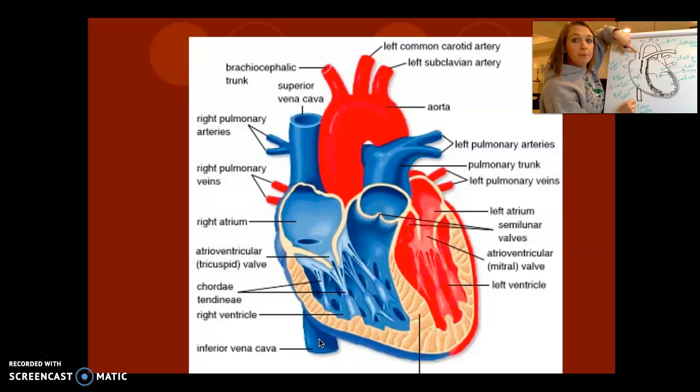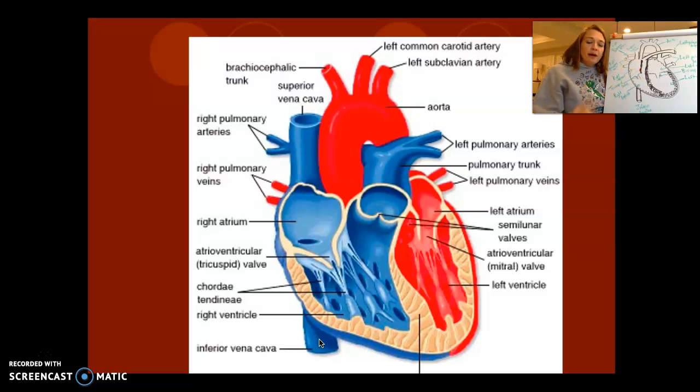All the blood from the upper portion of your body comes from your superior vena cava into your right atrium. All of the blood from your bottom half of your body comes in through the inferior vena cava into the right atrium as well.